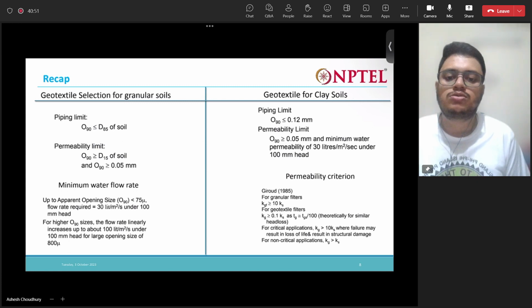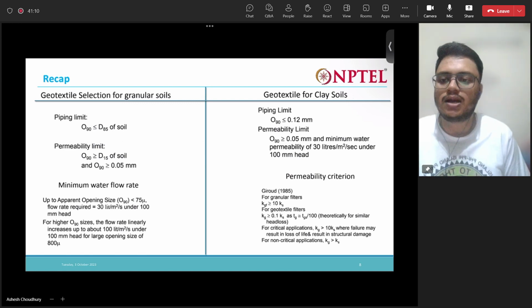Okay, so as I was saying, it is very difficult to give a universal criteria. So still, let us see some of the available criteria.